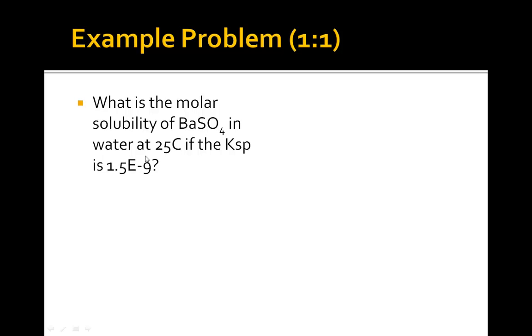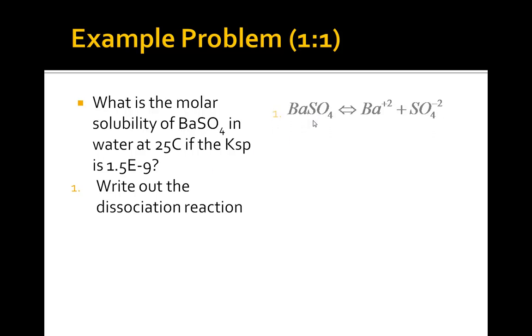So what do you have to do for these? First step, you have to write out the dissociation reaction of the salt here, BaSO4. And that looks like this. You've got BaSO4 going both ways to Ba plus 2 plus SO4 minus 2.